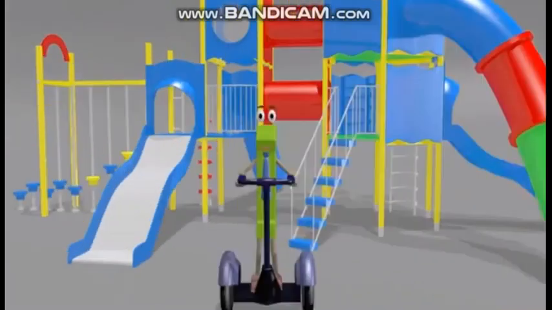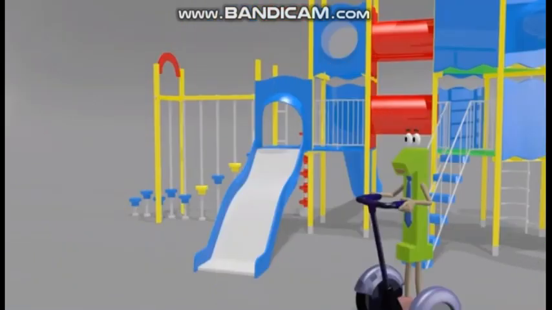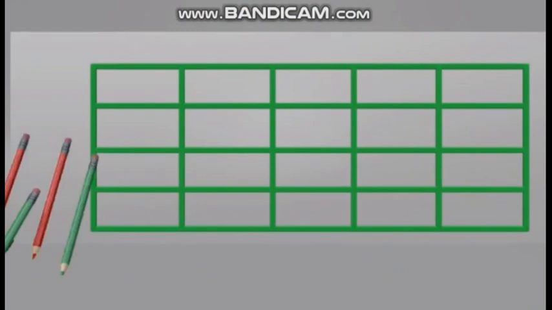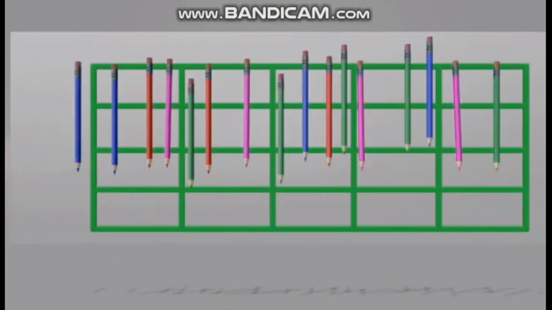Hey everyone, today we are going to learn about picture graphs. Let's go on over and take a look. We are going to build a picture graph and use it to answer questions about the data we collect. Using a picture graph will help us visualize the data we have. Here are a bunch of colored pencils from my class at school. We need to answer some questions about these pencils. But first, we need to organize them into a picture graph. Let's organize these pencils by color.